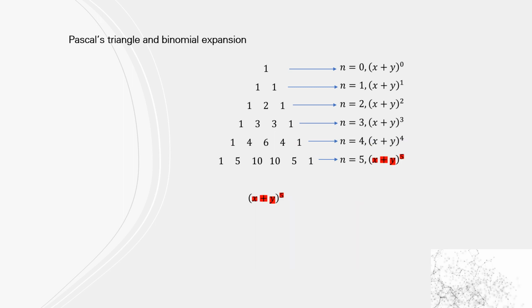One final one for you to have a go at. Once again, use Pascal's triangle, the row n equals 5. And remember, x powers go down, y powers go up.